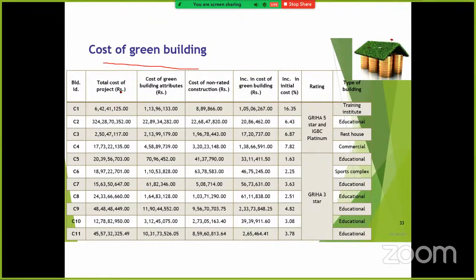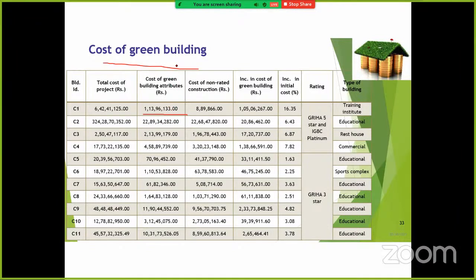Actually, I approached many of the institutions, but cost data is not available in India. So I filed RTI for various government institutions. I got the data, and from that data, I analyzed the items. I separated the conventional items from the green building items. So here, the cost of green building attributes is there. Actually, Pakhre sir has helped me a lot to give this case study.